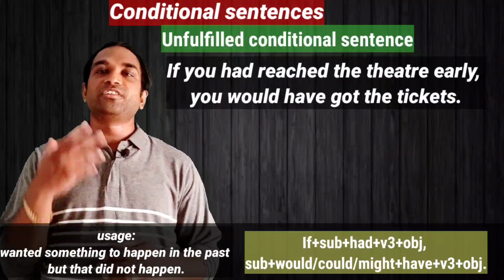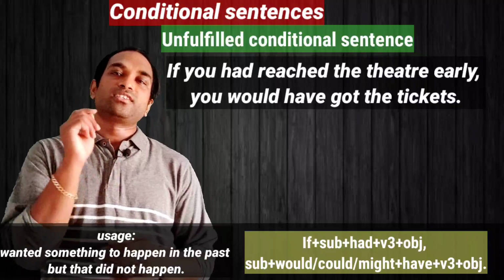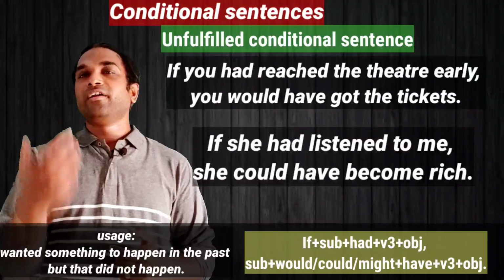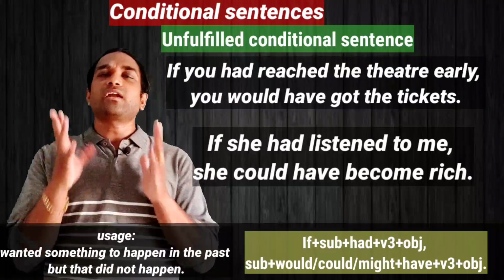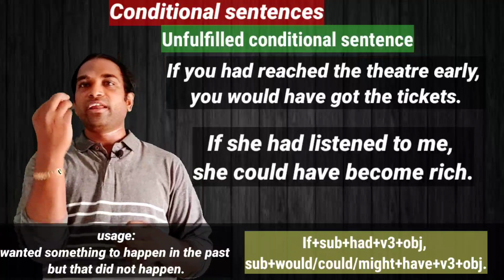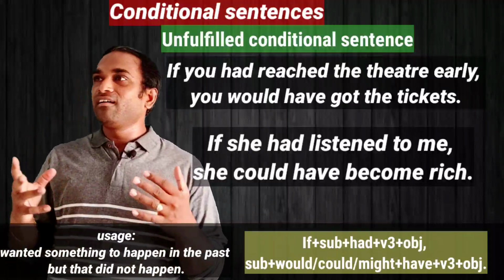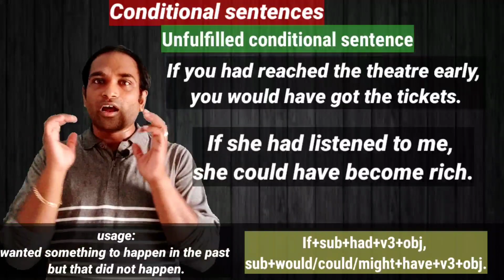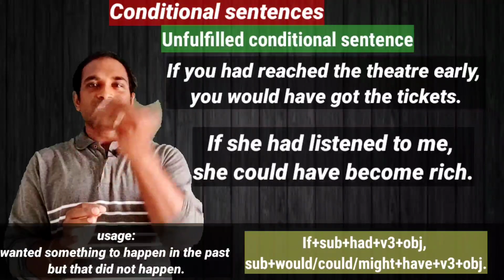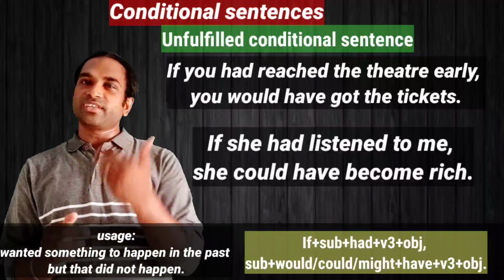If you had reached the theater early, you would have got the tickets. If she had listened to me, she could have become rich. So all these are unfulfilled conditions. That means I could not go to the theater early and I did not get the tickets also. And all these are conditions that are unfulfilled. Unfulfilled condition sentences refer to situations in the past. Remember this, situations in the past.